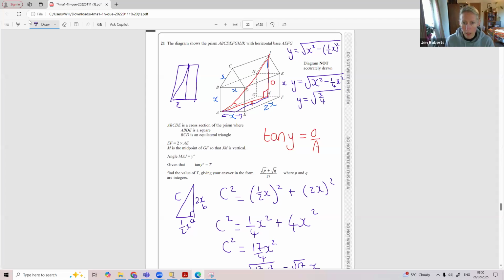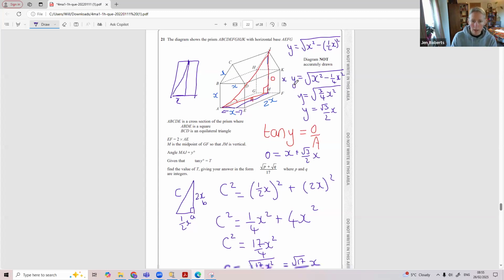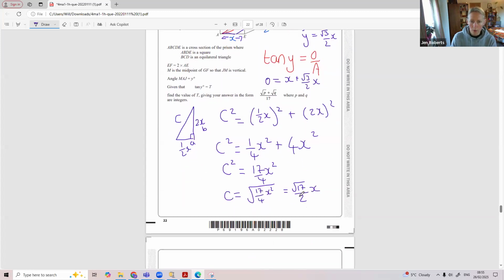Let's square root what we can here. Can't square root 3, so I'm going to leave it as root 3. Square root of 4 is 2. Square root of x squared is x. So this is my opposite. No, it's not, because we need to add x to it, don't we? That's just my length from here to here. So my full opposite is equal to x plus root 3 over 2 x, and my adjacent is this root 17 over 2.